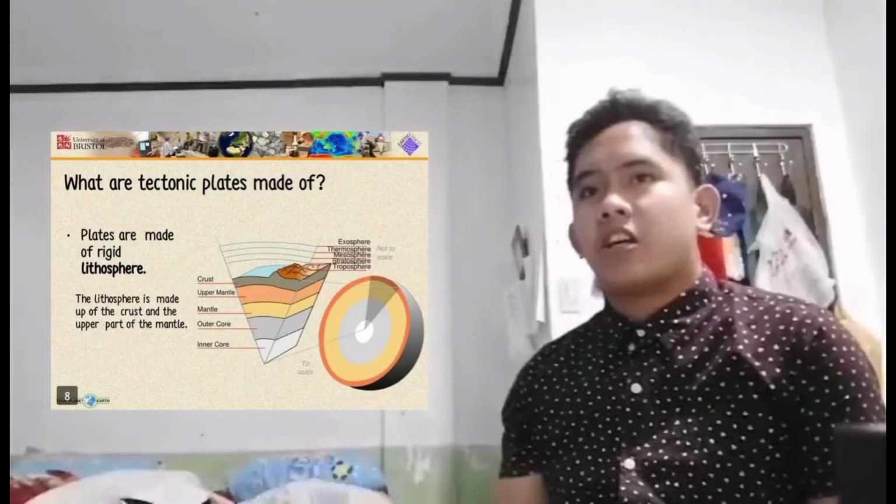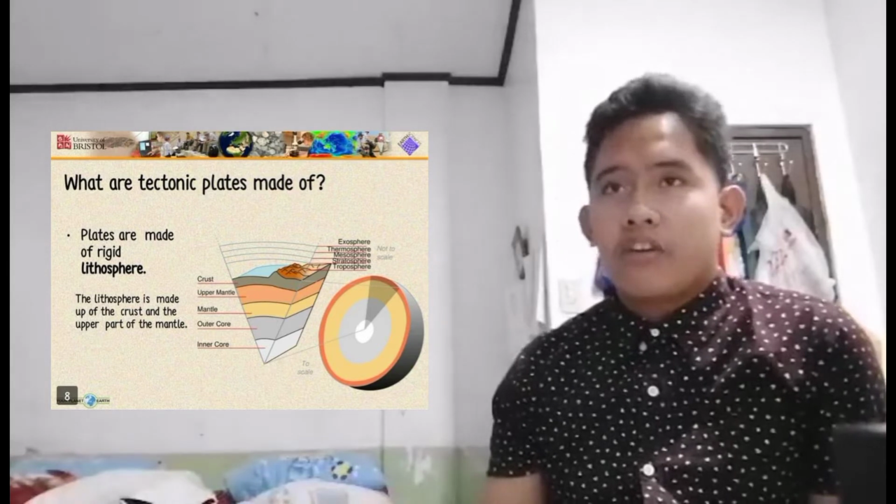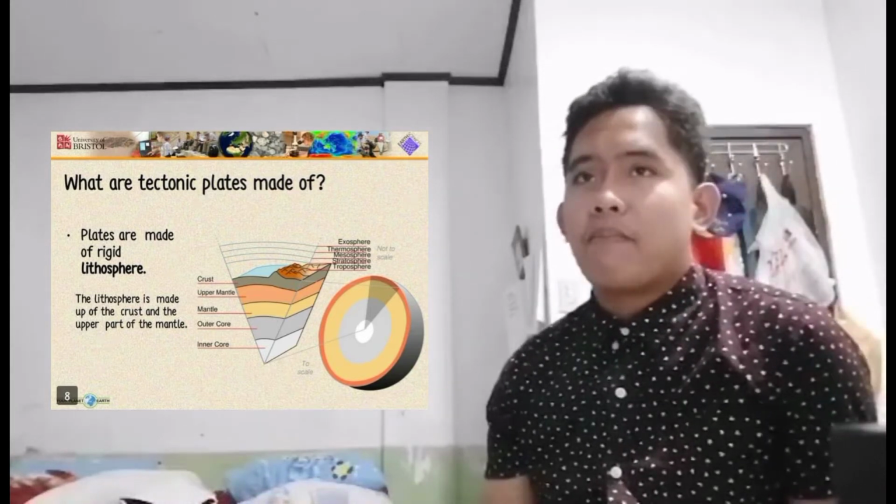What are tectonic plates made of? Plates are made of rigid lithosphere. The lithosphere is made up of the crust and the upper part of the mantle. Here is a picture of it. There are the inner core, outer core, mantle, upper mantle, and crust.